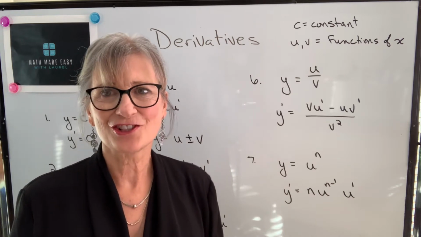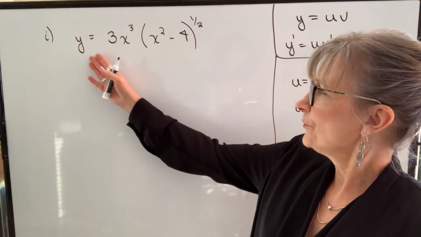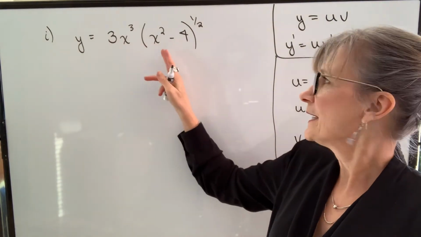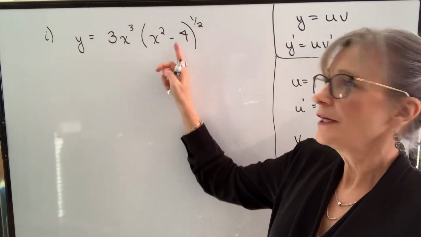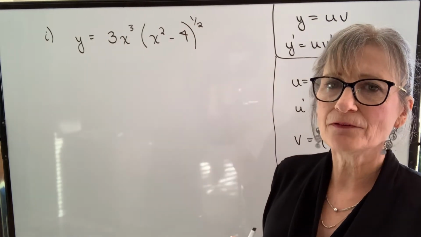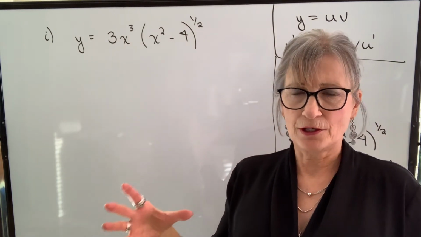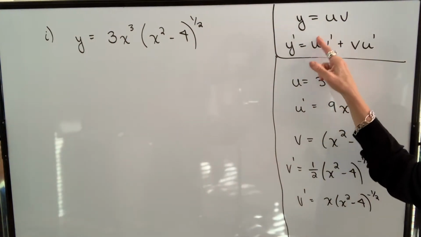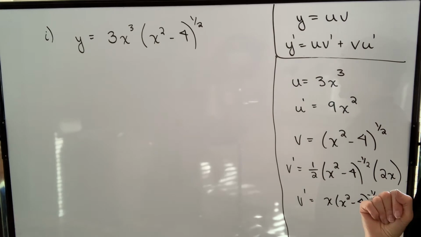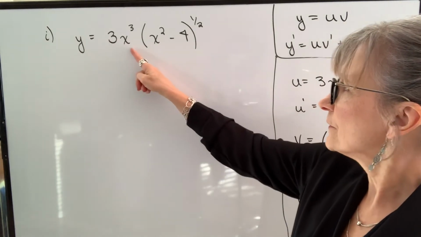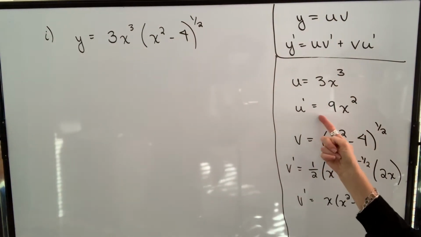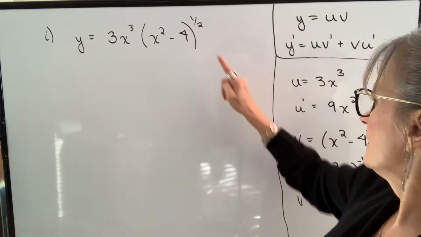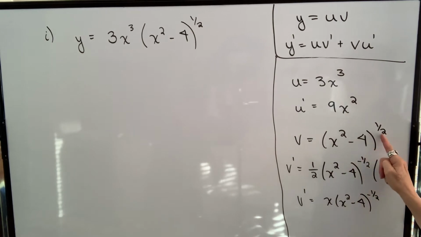So let's get started. My first example is a product. Here's a polynomial function, and then here's a power function, and my exponent is 1/2. So I know that I'm going to have to use my product rule. I have a function times a function. So remember what your product rule is, and then identify the u, which is 3x cubed. Find the derivative of that, 9x squared. Define v, x squared minus 4 to the 1/2.